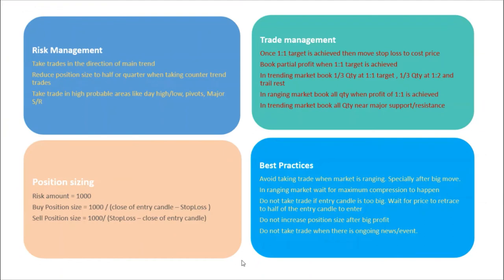One can maximize profit if risk and trade are managed well. So let me share some good practices based on our experience. So first is risk management. Take the trades in the direction of the main trend and avoid taking counter trend trades. Reduce position size to half or quarter when taking counter trend trades. Take trades in high probable areas like day high, day low, major pivots, major support resistances, because then there is a chance of a big move.